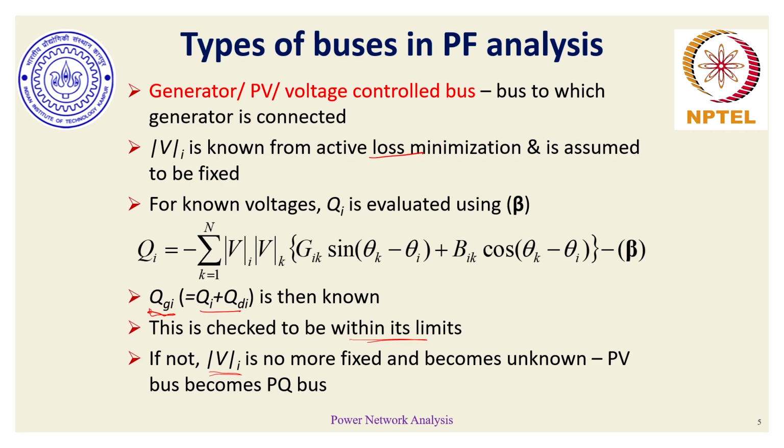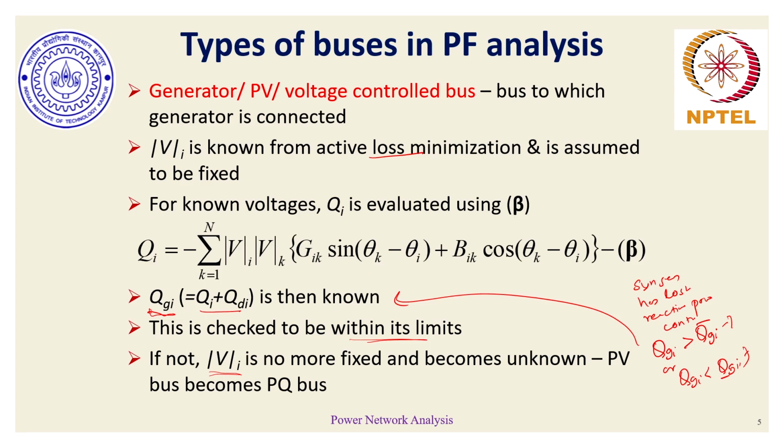If it doesn't remain within its limit, that means the synchronous generator has lost reactive power control, which means that either QGi is more than QGi maximum or QGi is less than QGi minimum, as per this equation that we have evaluated. But these limits, maximum and minimum, are as per the capability curve, and it's unsafe for the generator to generate this quantum of reactive power.